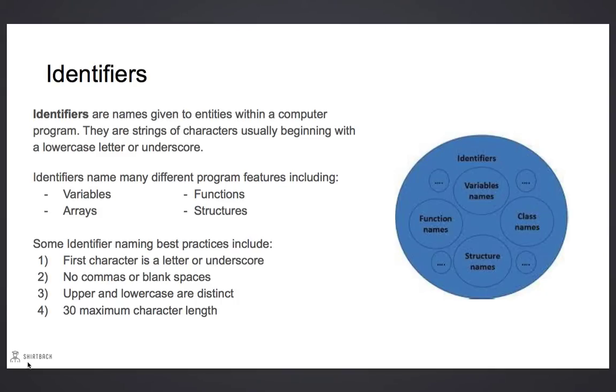Identifiers are names that are given to entities within a computer program. They are strings of characters that usually begin with a lowercase letter or an underscore. Identifiers name many different program features, including variables, functions, arrays, and structures. Some best practices we should use with our identifiers are to make sure that the first character is a letter or underscore, use no commas or blank spaces, and make sure that the upper and lowercase letters are distinct.